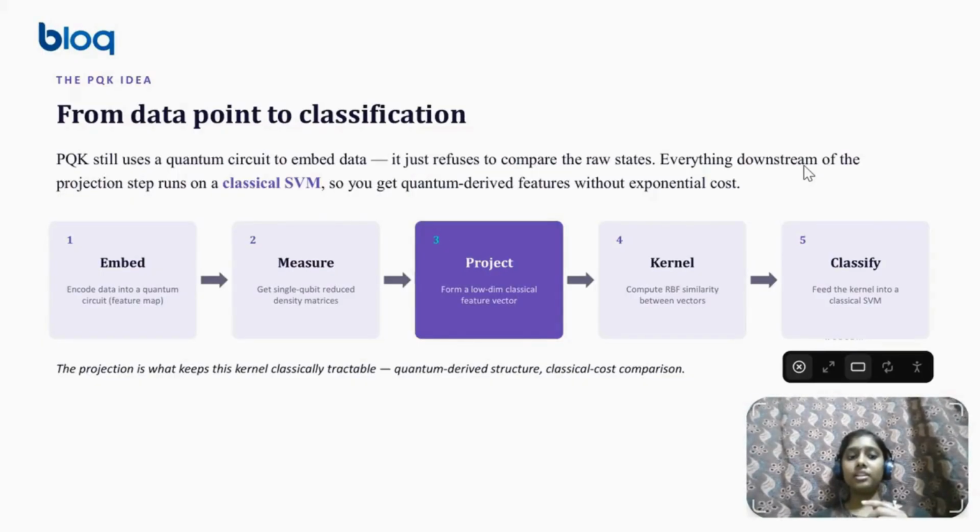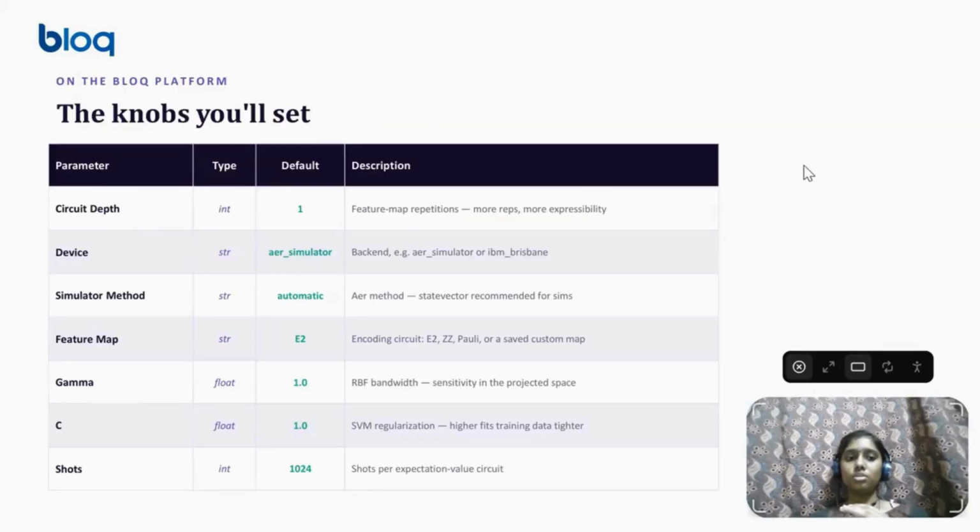Instead of comparing the entire quantum states, the PQK first projects each state into a much smaller classical representation, and it does this by extracting the single qubit reduced density matrices, which are then combined into a compact feature vector. Once we have the projected features, we simply compute an RBF kernel between them and feed that into a classical SVM. So we still capture useful quantum information, but without the scalability issues which come with comparing full quantum states. Now let's see how we can configure this on Block.